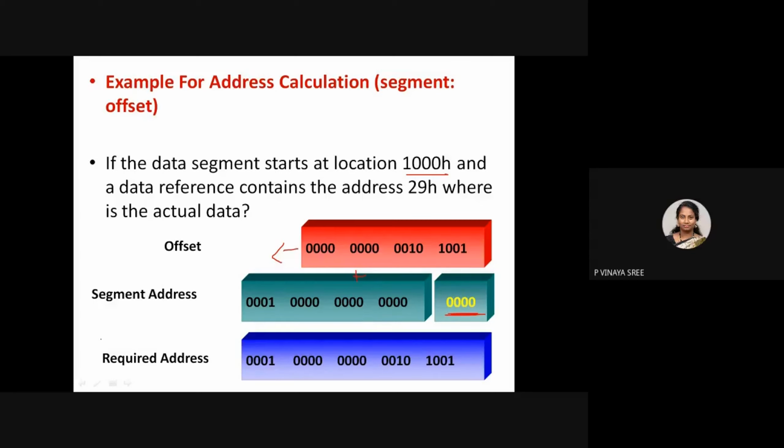What is this hexadecimal representation? Tell me, ma'am. 0001 is what? 1000. 100 to 9, 9, ma'am. Yes, 29H means what?